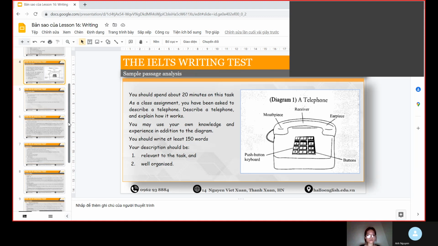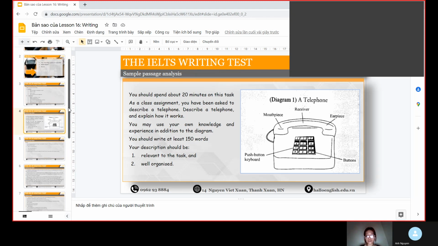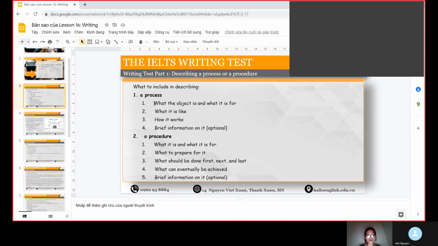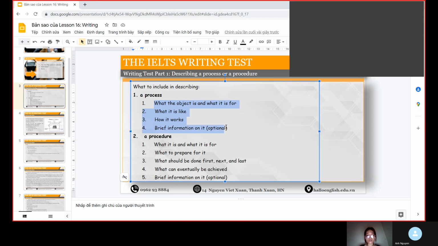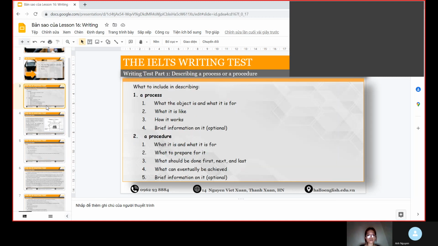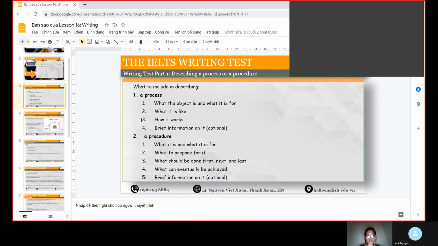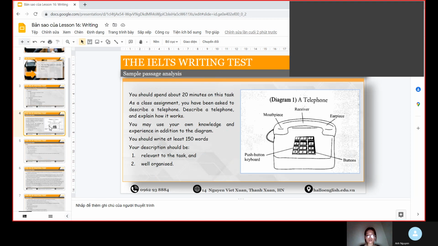Okay, so this is a diagram about a telephone, and you'll have to describe it and how it works. These are the 4 questions that you have to answer in order to describe this diagram. I'll give you around 10 to 15 minutes to answer these questions and try to organize the details in your mind to write a good paragraph.